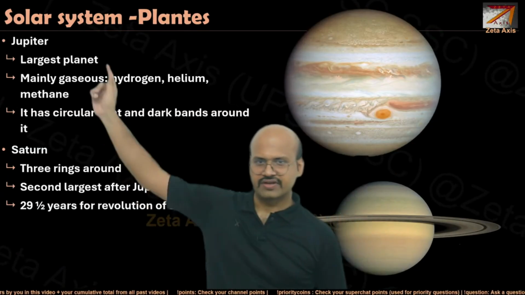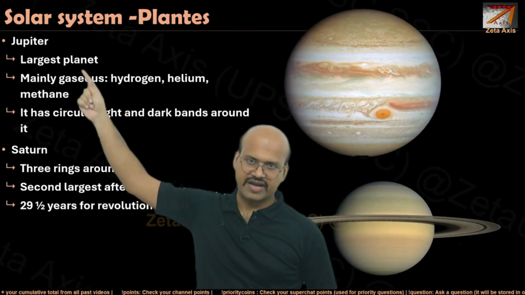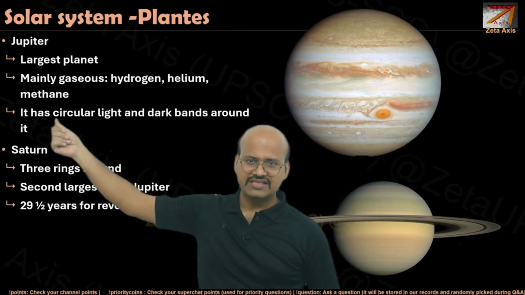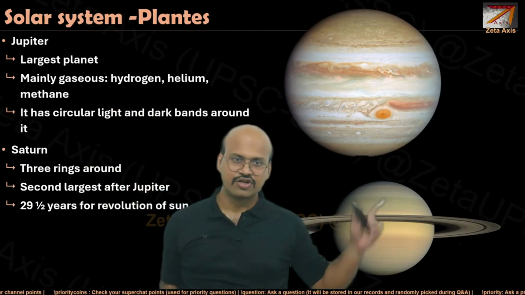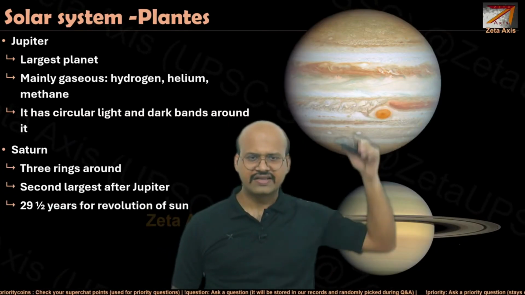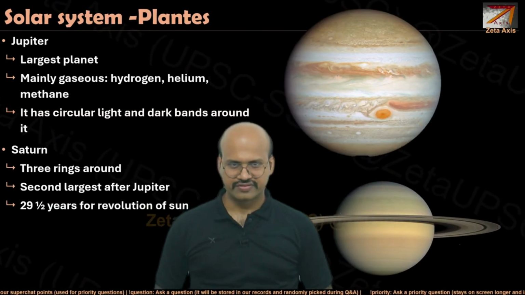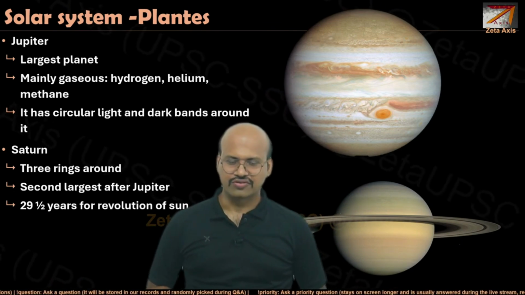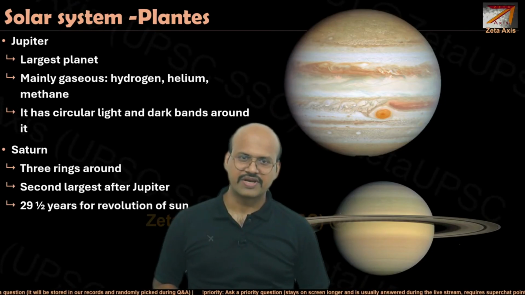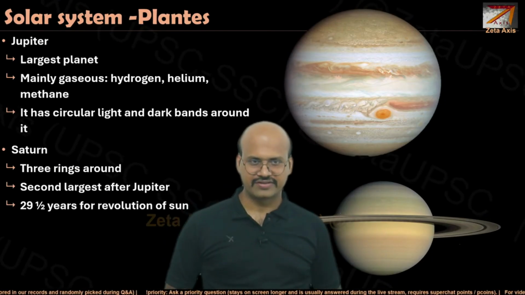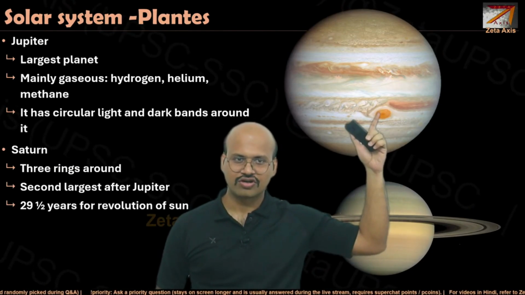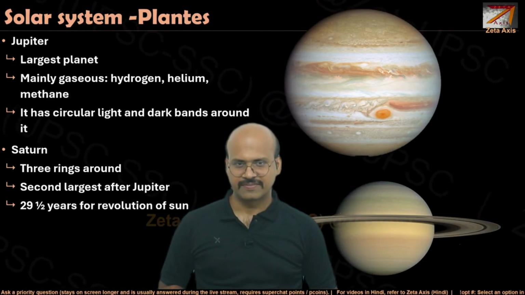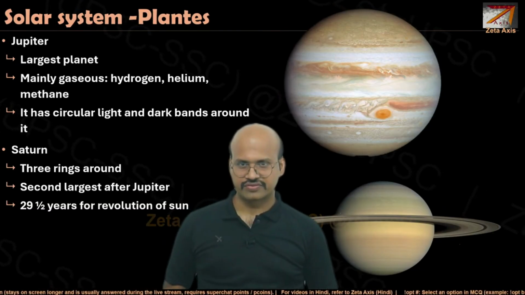Next is Jupiter. Now Jupiter is the largest planet in our solar system. It is mainly gaseous, formed of hydrogen, helium and methane, and it has circular light and dark bands around it. So here you can see these circular bands, and these bands are mainly formed because of Coriolis force. So we know that Coriolis force is responsible for many phenomena on our Earth. It is also similarly responsible for many other phenomena occurring on other planets. So these kinds of winds are caused by Coriolis force. Remember, Jupiter rotates at a very high velocity, and that is why it has a very strong Coriolis force.